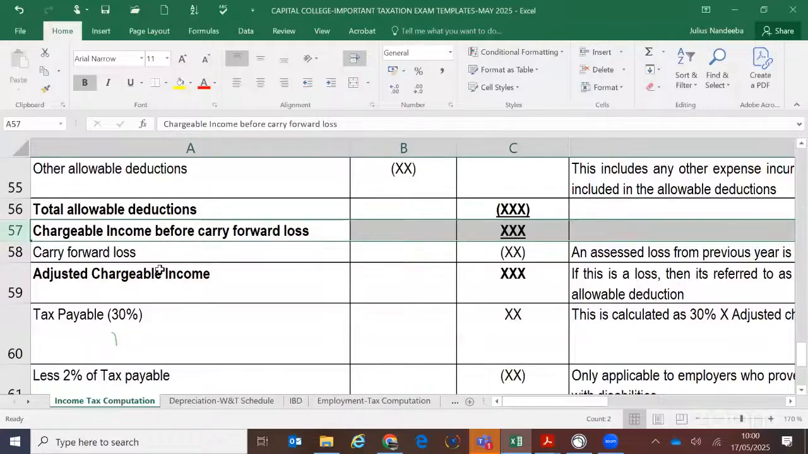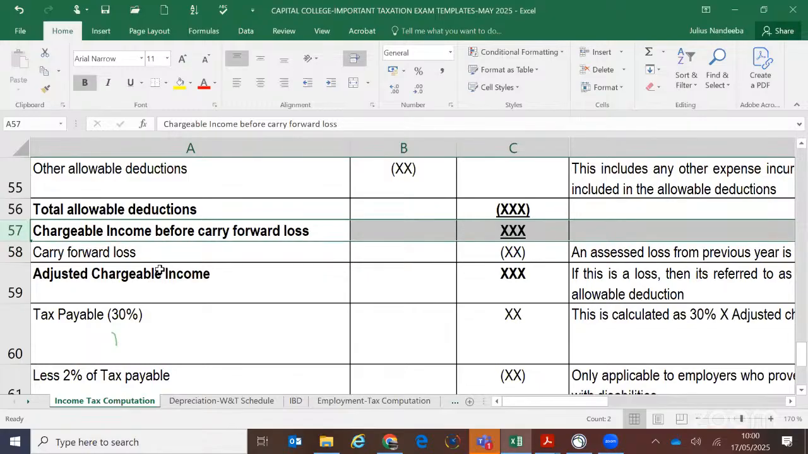Please be careful. If your chargeable income is negative, please don't apply 30%, because we don't tax losses. That is what you call the assessed loss, which will be carried forward to the next year. You're not going to be there to carry it to the next year. But for now, you're showing the examiner that I'm not applying the 30% because I recognize that I have a loss. Whether it is correct from your computation or not, as long as what you have got is now a loss, do not apply the tax because we don't charge tax on losses.